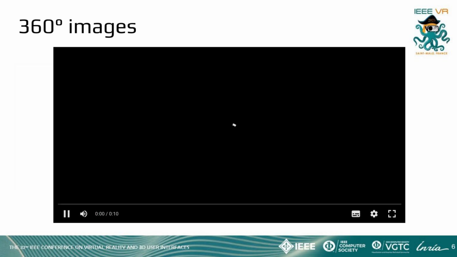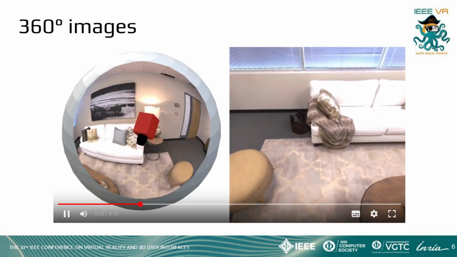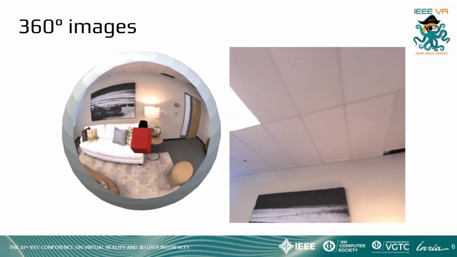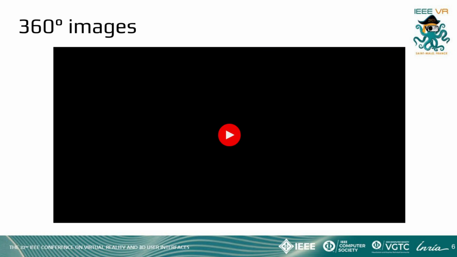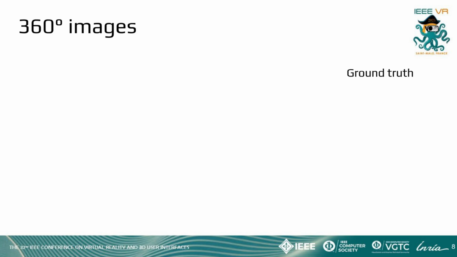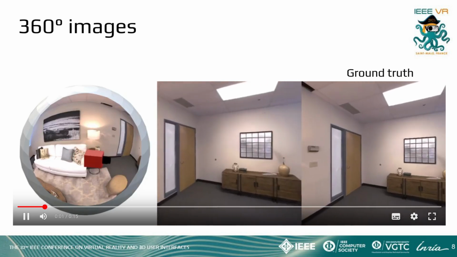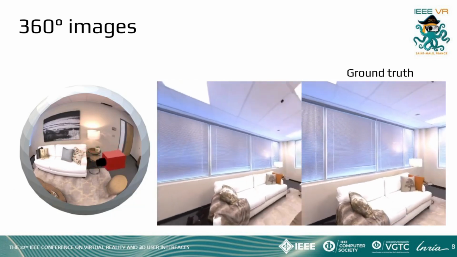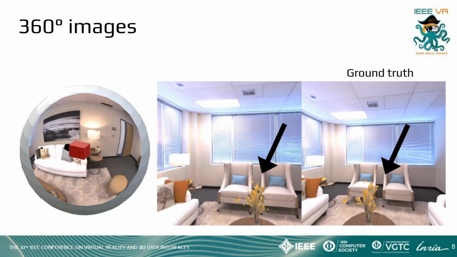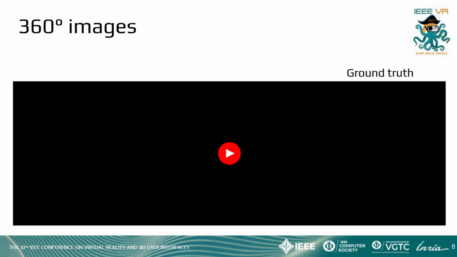A 360 image can be looked at through a viewport by placing a virtual pinhole camera that simulates our head. The virtual camera can freely rotate around a fixed point, focusing on different regions of the surrounding 360 image. But what if we not only rotate our head but also shift it in different directions? Moving our head results in distorted renderings that are not natural, as shown in the middle. Also, as shown in this frame, occluded content behind the flower vase is revealed in the ground truth. However, this is not the case when rendering directly the 360 image. So why is this?